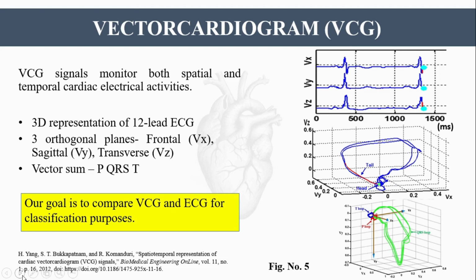Next is the Vectorcardiogram, or VCG. VCG serves as a comprehensive representation of the heart's electrical activity, having both spatial and temporal information across the three orthogonal planes of the body. These planes include frontal Vx, sagittal Vy, and transverse Vz, which are also shown in the figures. VCG is actually the vector sum of the P, Q, R, S, and T waveforms. Our objective is to make a comparison between VCG and ECG based classification.